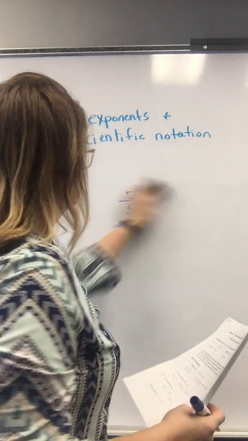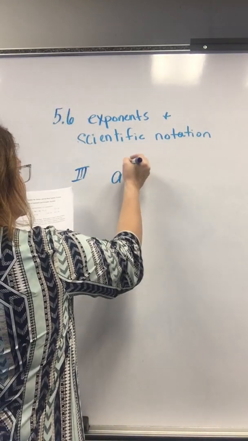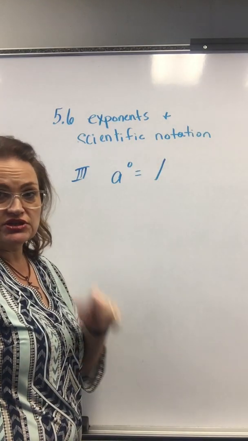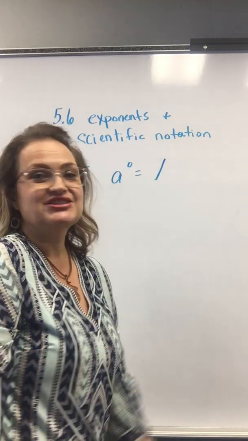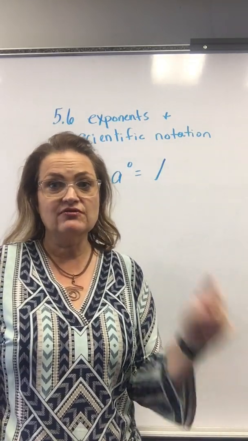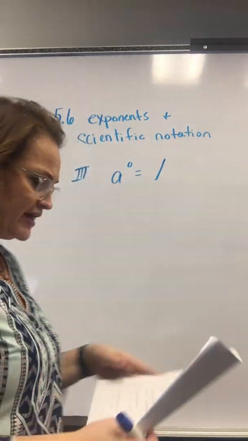Okay, the third rule is the zero exponent rule, and it says if you have any base raised to the 0, that simply equals 1. Any number, and check it on your calculator, I keep telling you, do 7 to the 0, 2 to the 0, whatever number you can think of, raise it to the 0 power, it always equals 1. That is just a solid rule, math fact.